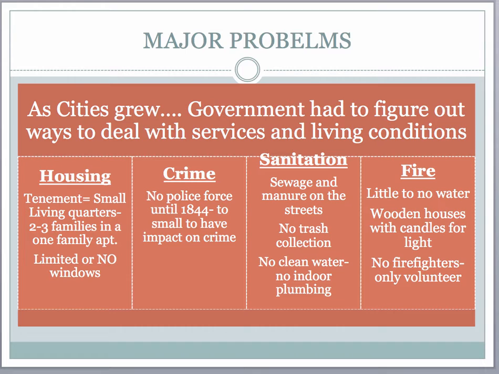Let's start with housing. They would be living in what we call the tenement. You can associate it with an apartment. They were small living quarters with 2 to 3 families in a one-family apartment. So take a moment to envision a one-bedroom family apartment in modern times, and now add 2 to 3 families. And remember, the average family size was much larger at that time.